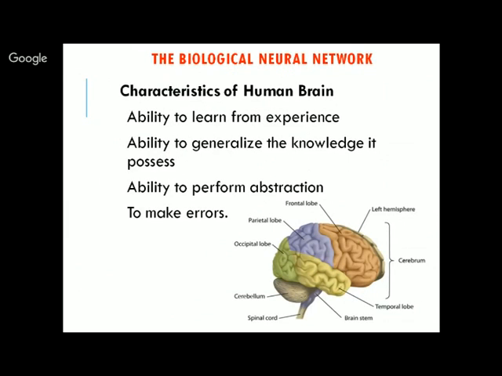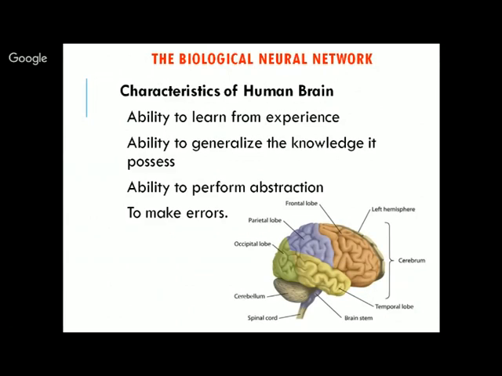When we talk about neural network, the main idea which comes into our mind is our brain only. So we have a biological neural network within us. And when we think of the characteristics of the human brain which we want to emulate, then we see that these are the ability to learn from experience, to generalize the knowledge, to perform abstraction. So these are what we have been telling you in the previous slides also.